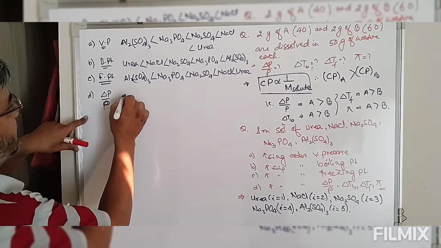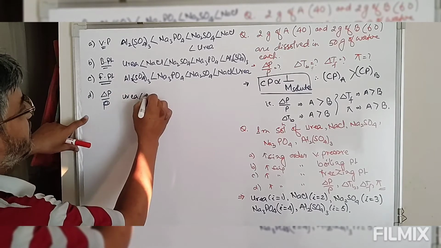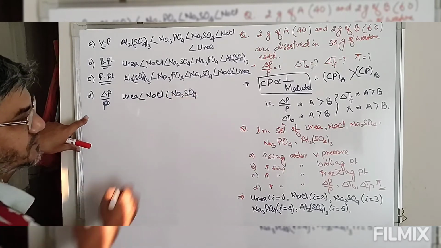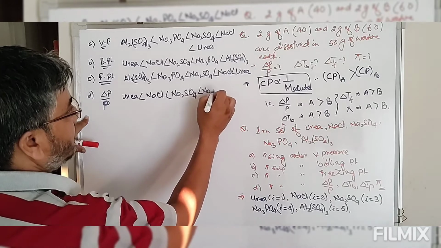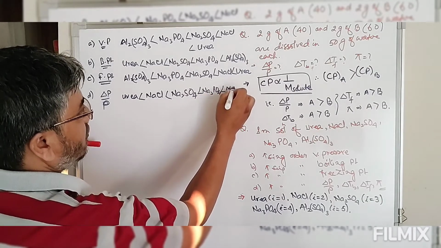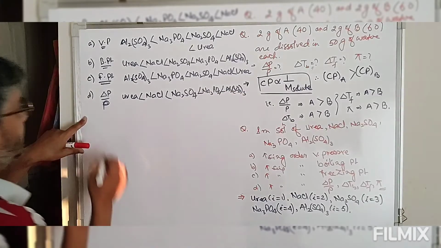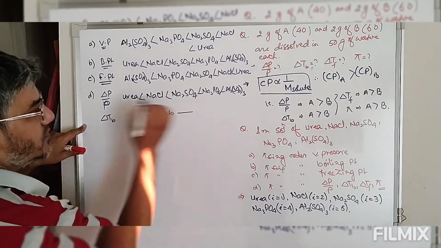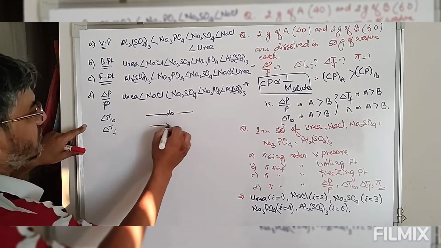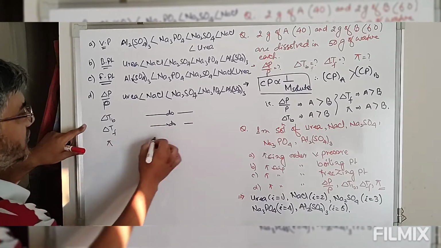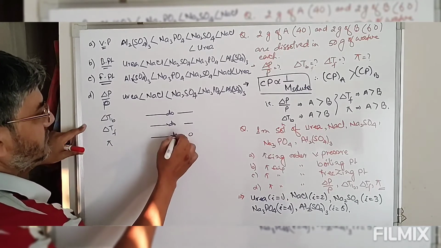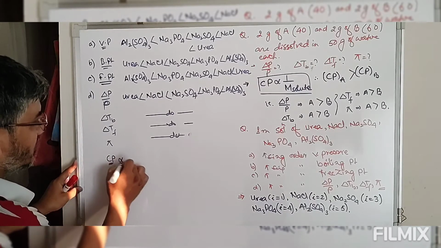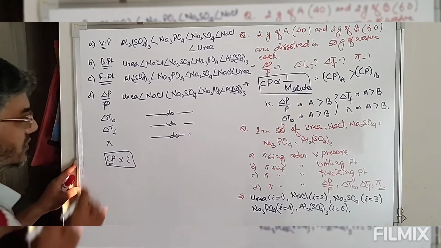So the order is urea, then NaCl, then Na2SO4, then Na3PO4, then Al2(SO4)3. Then delta Tb is also in the same order, delta Tf is also in the same order, and osmotic pressure will also follow. So that means these colligative properties, as we have discussed, are directly proportional to the Van't Hoff factor.